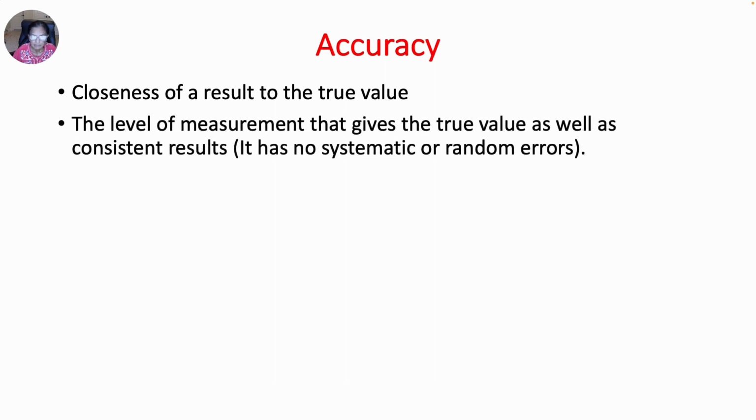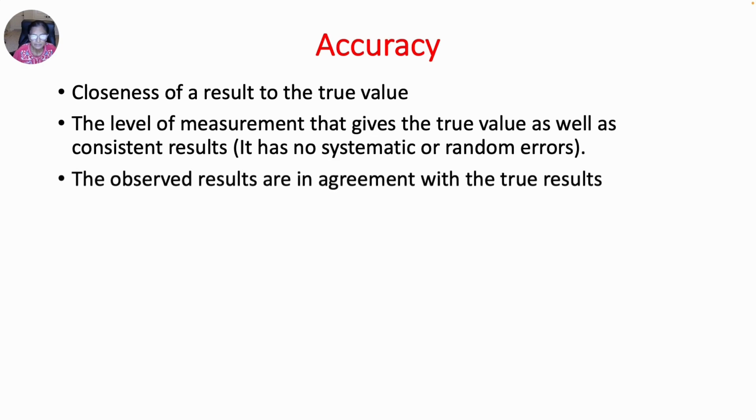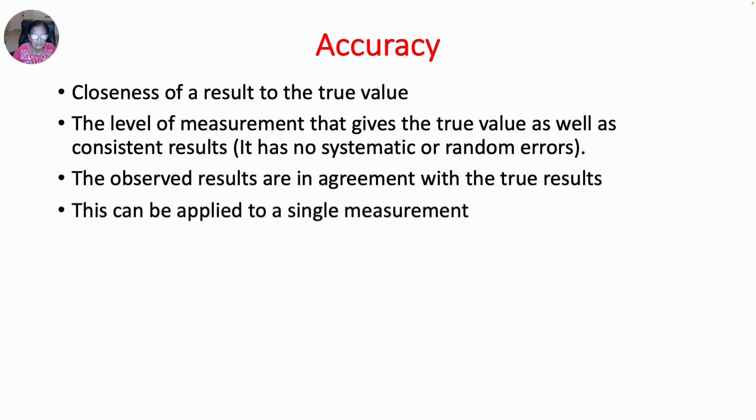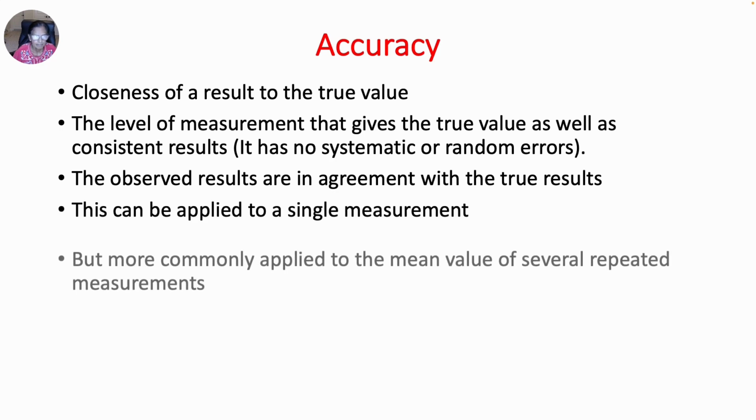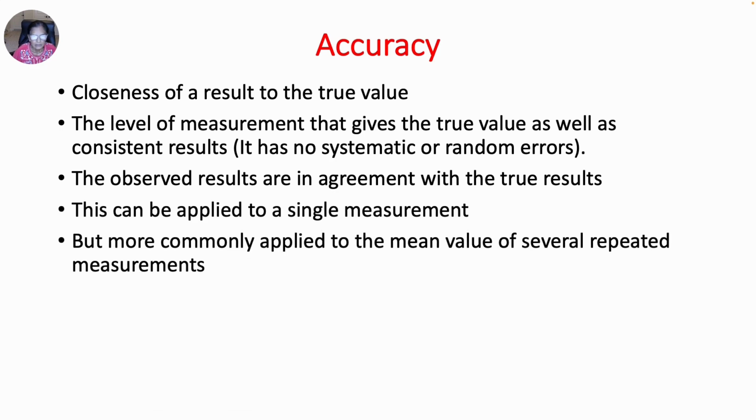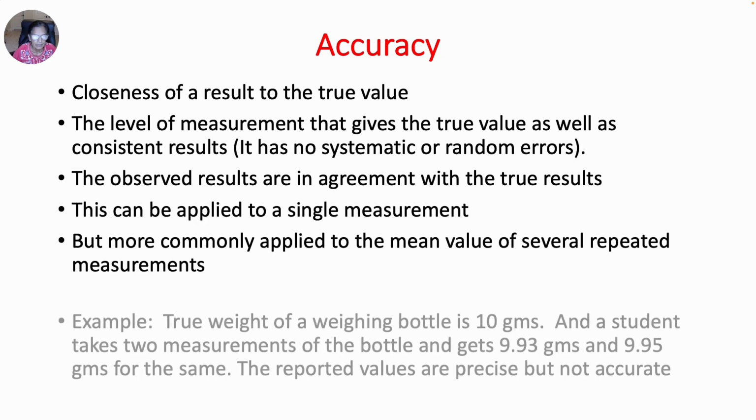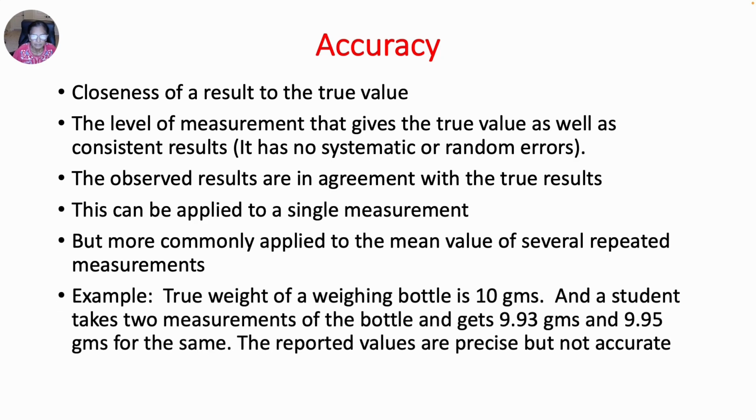It is the level of measurement that gives the true value as well as consistent results. It has no systematic or random errors. The observed results are in agreement with the true results. This can be applied to a single measurement or multiple measurements. But more commonly, it is applied to the mean value of several repeated measurements. If the mean value is closer to the true value, it is said to be accurate.